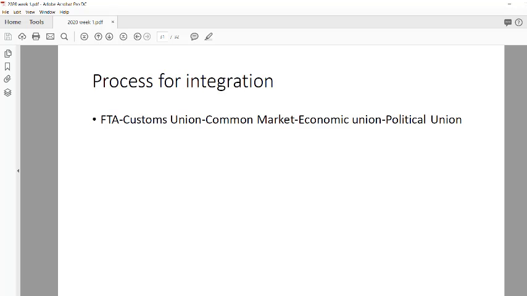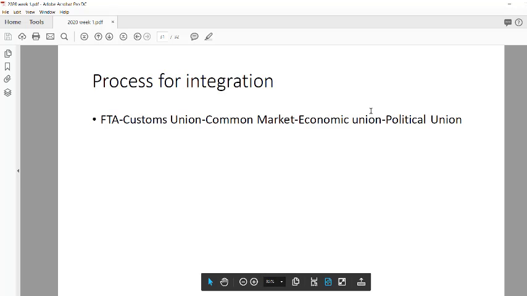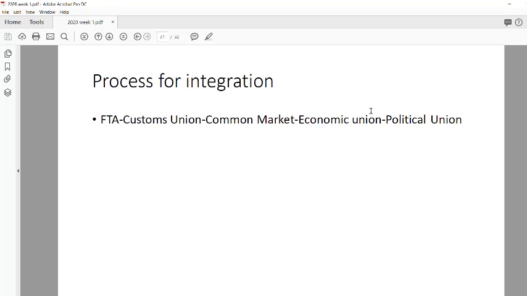So the linear model, as you know, yes, you can find other models with maybe in-between steps in different places, but the model that I'm looking at is the linear model. It starts with a free trade agreement, then moves to a customs union, then moves to a common market, then to an economic union, and then to a political union.